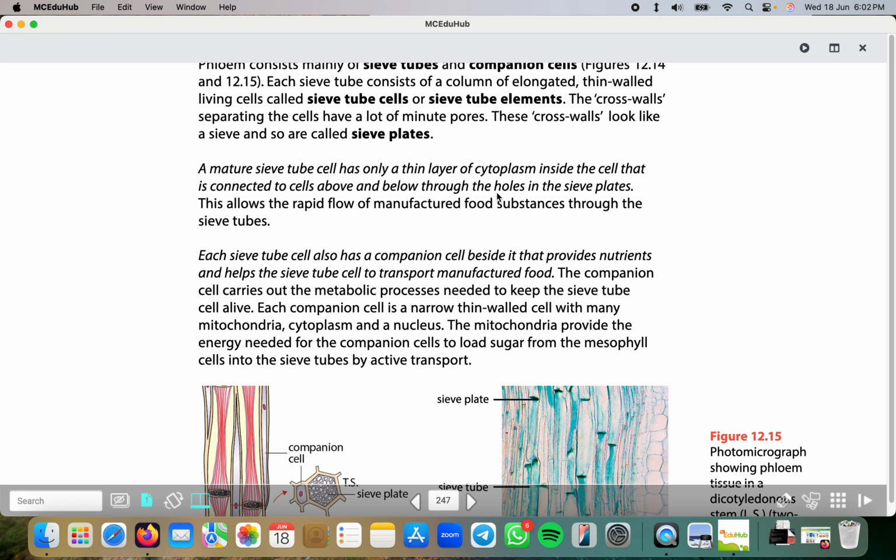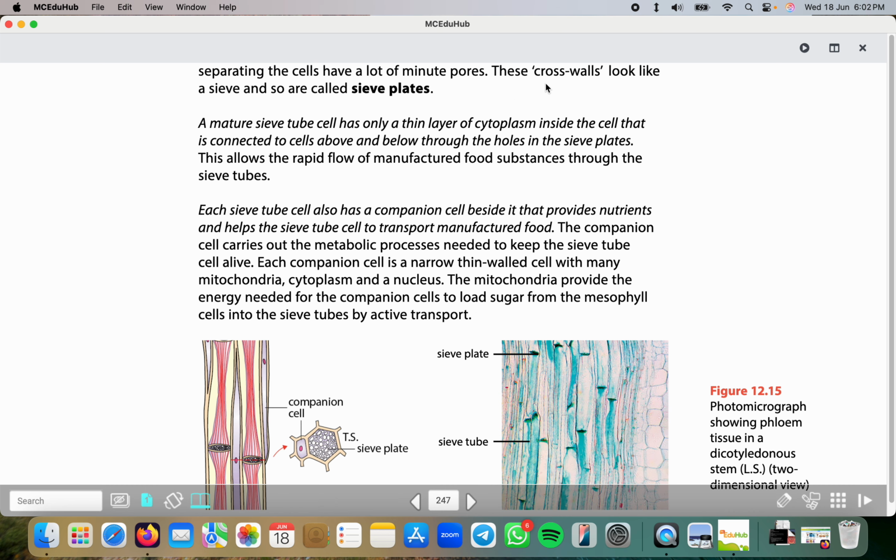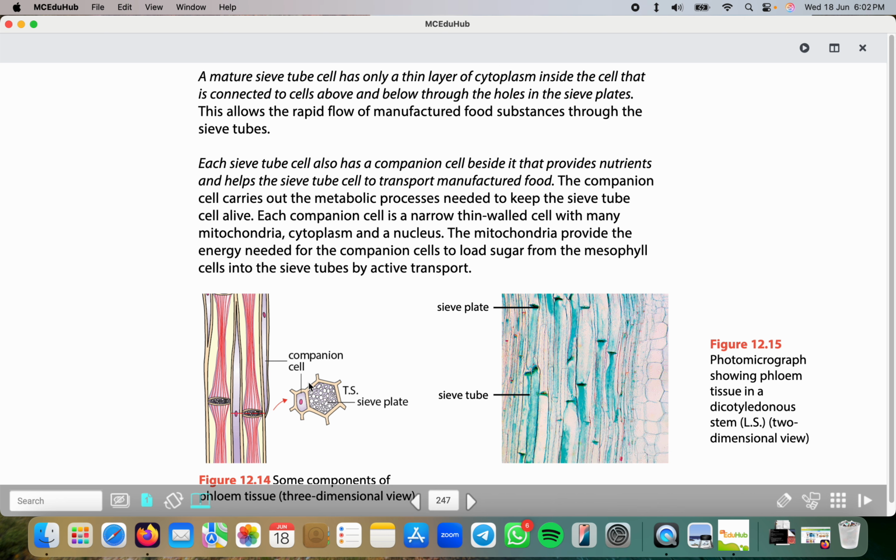So let's look at this part over here. This cross wall over here is called a sieve plate. It's a bit like when you cook spaghetti and you pour the water through a sieve. It looks a bit like that. The sieve plate is in between two cells. Now, if you look carefully at this area, you see the yellow part, and you also see this other cell beside it that has a nucleus, in the slightly purple part.